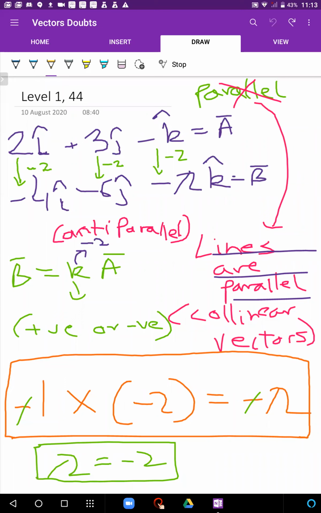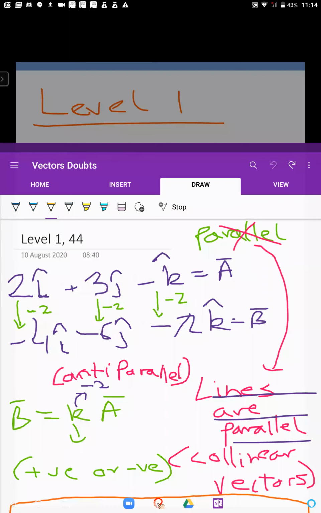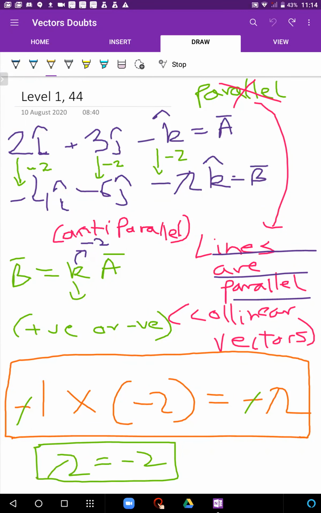Yeah, just let me know when you're done. Level 2 भी करना है. Level 2 से कितने questions थे? Seven odd questions. Okay.